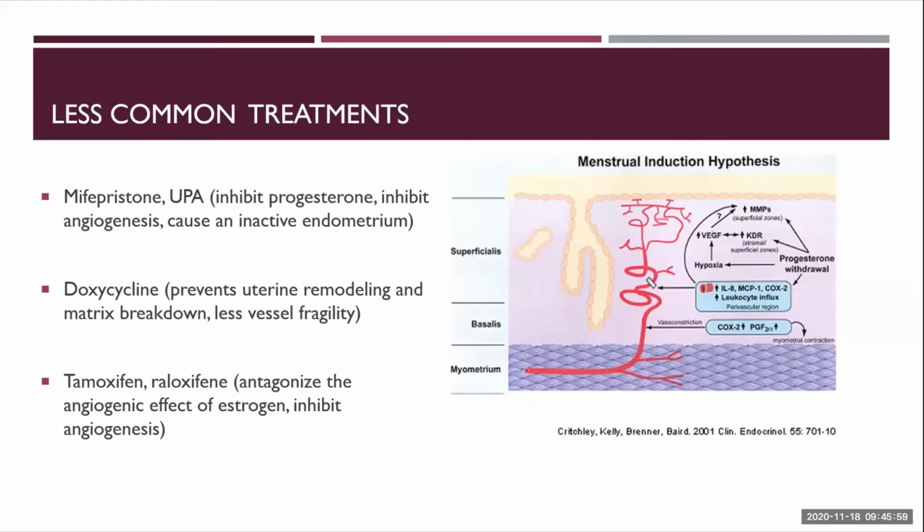Less common and newer treatments that have been studied include mifepristone and ulipristal acetate, UPA, that help to inhibit progesterone and inhibit angiogenesis and thus lead to an inactive endometrium. A unique therapy that has been tried is an antibiotic, doxycycline, which when used in sub-antimicrobial, really low doses, may help prevent uterine remodeling and matrix breakdown and lead to less vessel fragility. Anti-estrogens such as tamoxifen or raloxifene have also been used to inhibit new blood vessel growth.